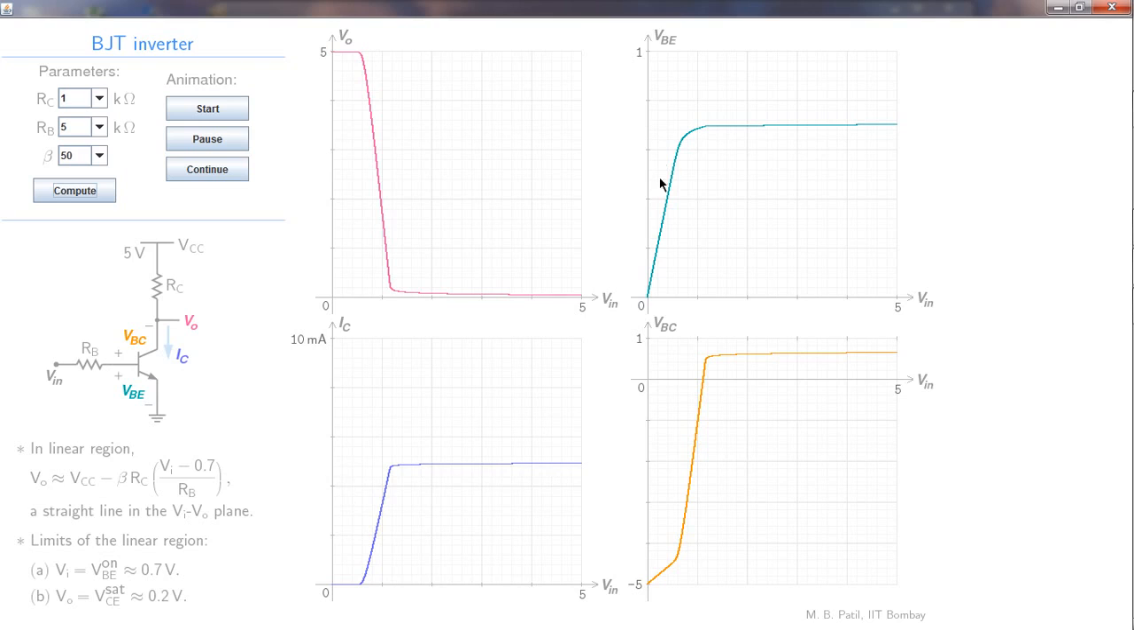Let's look at VBE versus VIN now. In the beginning, the transistor is off. We are now in this region, or this region here, where the transistor is in cutoff. And VI and VB are the same, so therefore VBE is equal to VI. And that's just a straight line with a slope of 1 passing through the origin. So that is what that is.